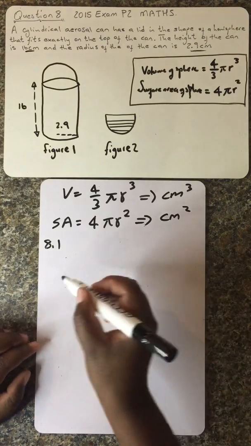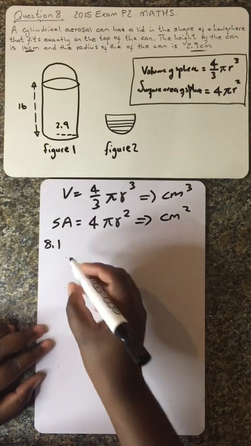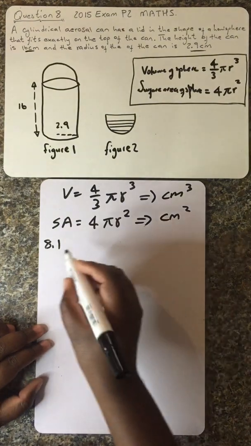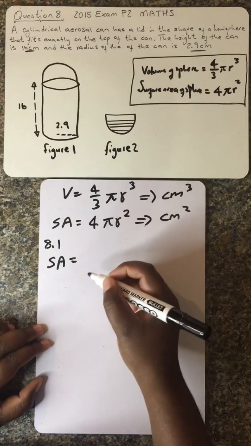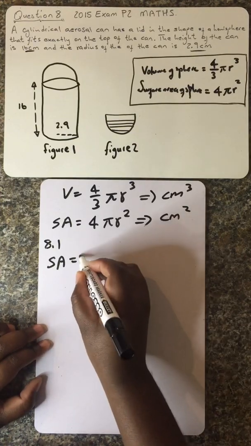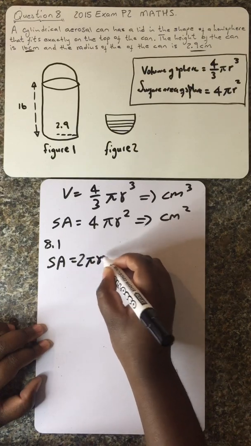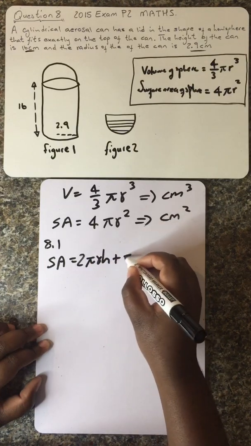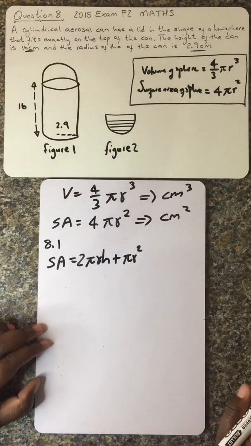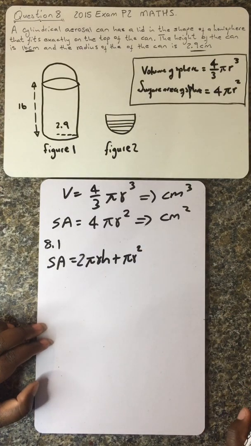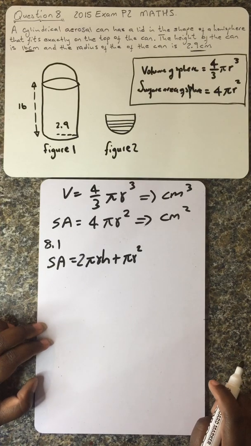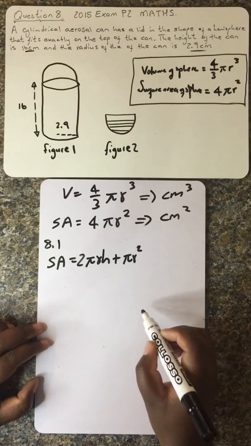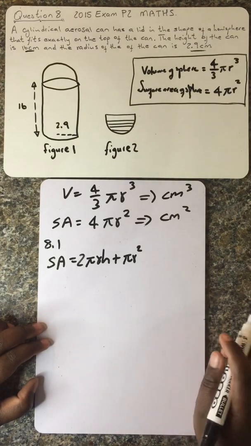Ladies and gentlemen, I'm not sure if you are aware that the surface area of a cylinder looks something like this. I'm not sure if you know about this, but you should know it by heart. It's 2 pi r h plus pi r squared. It's very, very much important that you know this formula. It actually helps us to calculate the surface area of the can.